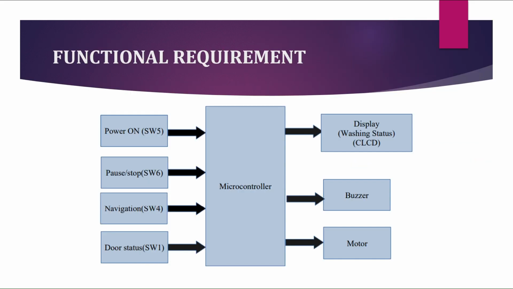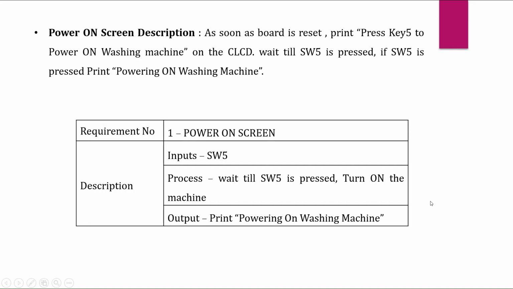So moving ahead with the functional requirements for interfacing our project. We are using four switches: switch 5 for power on, switch 6 for pause and stop, switch 4 for navigation, and switch 1 for door status. And here we are using a CLCD to display the washing status, a buzzer, and a motor.